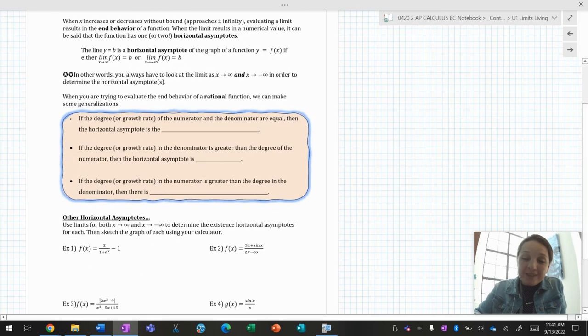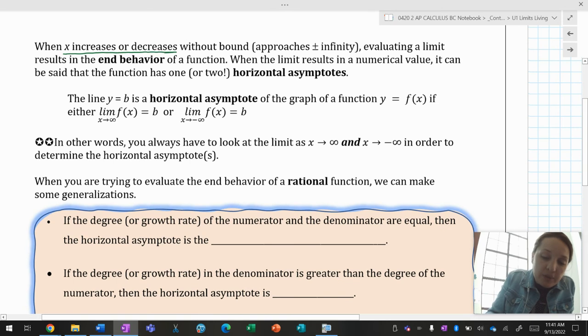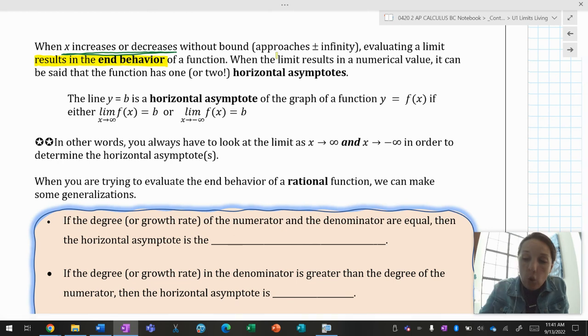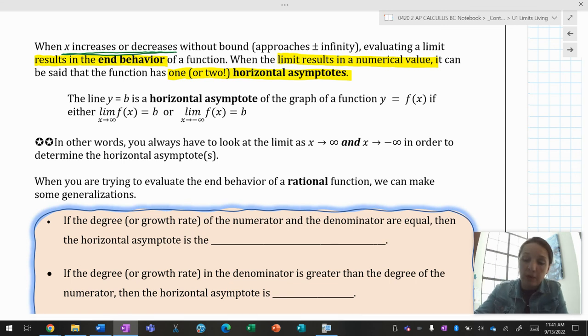Now, what does that all mean? Well, when you look at x as it increases or decreases without bound, when you evaluate a limit like that, you result in the end behavior of a function. What's happening all the way to the right or all the way to the left. When the limit results in a numerical value, it can be said that the function has 1 or 2 horizontal asymptotes. There can be 2 horizontal asymptotes. It happens more often than you think.